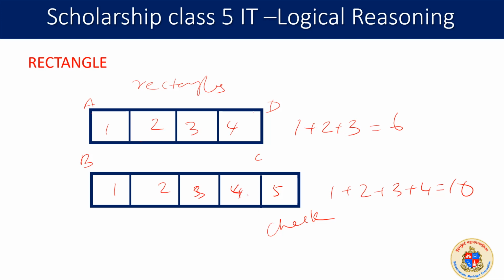3, 4, 5 together will make a rectangle. 1 plus 2 plus 3 will make a rectangle. That way. But we don't have time to count like so. This technique is developed. If rectangles are asked, this is the method.